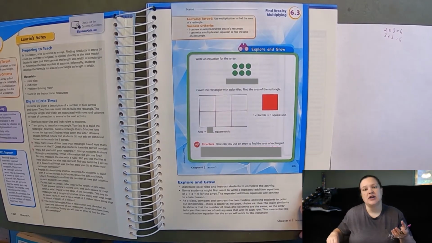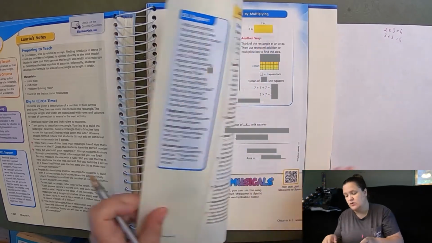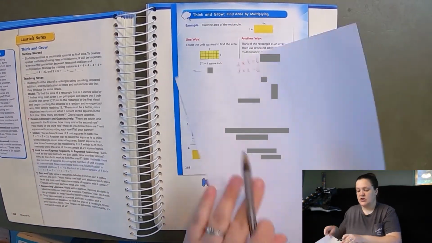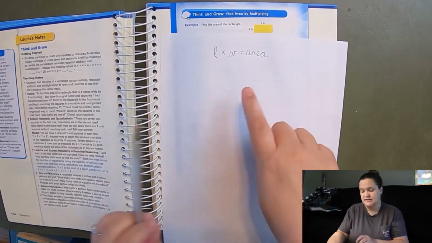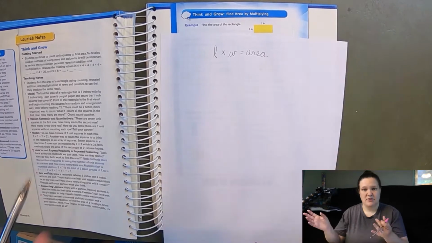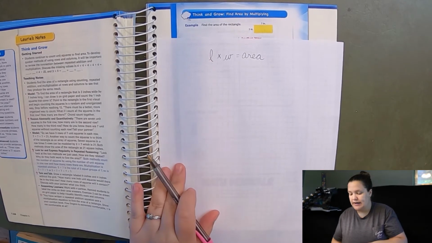So in your lesson for this week, we're going to be finding area of rectangles using the equation, there it is, length times width equals area. So L times W equals area, length times width.